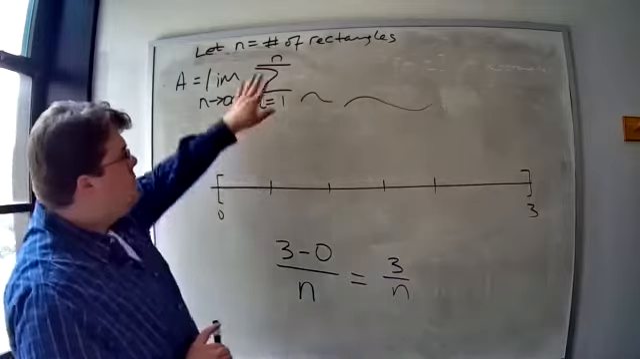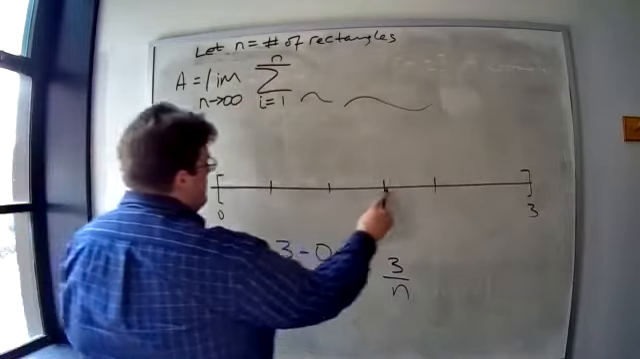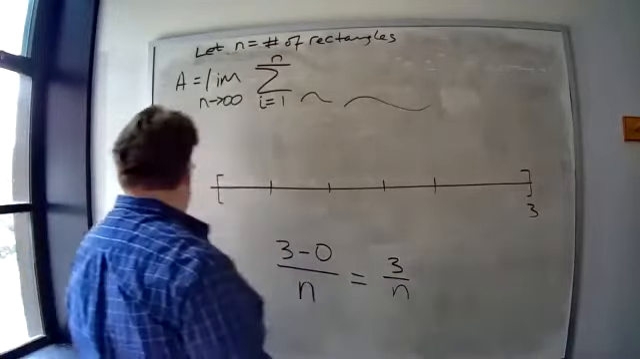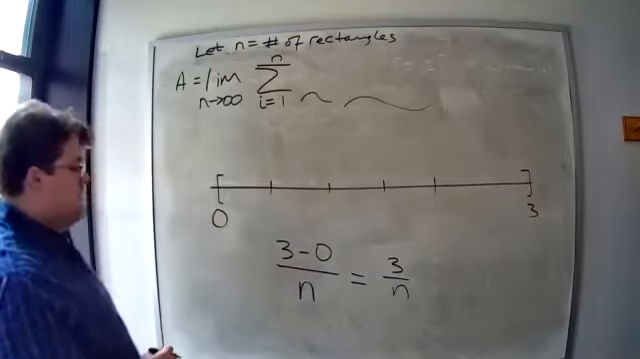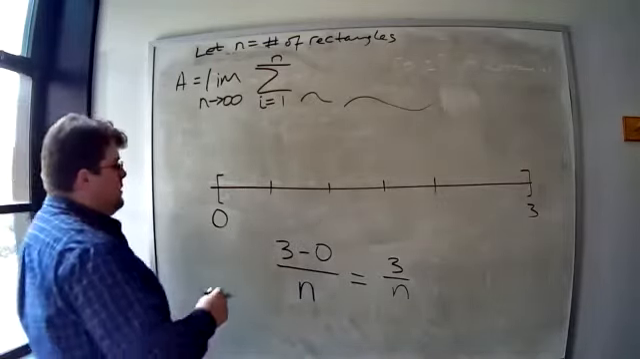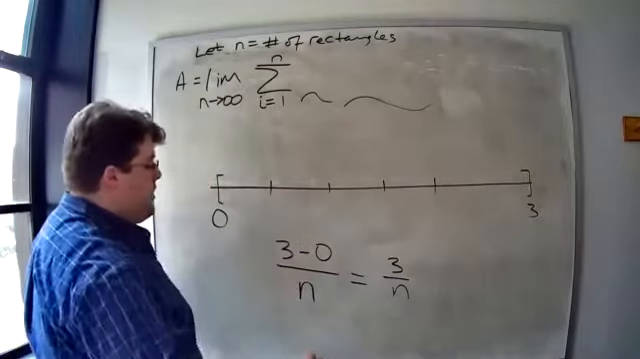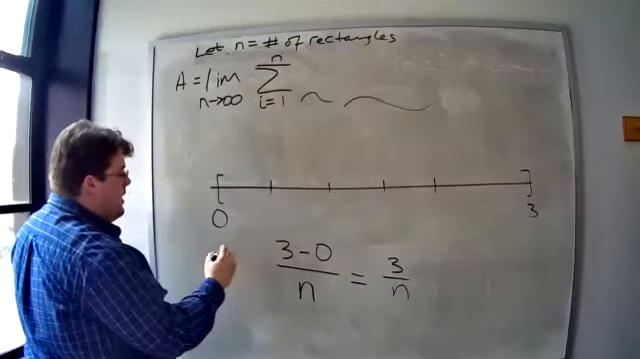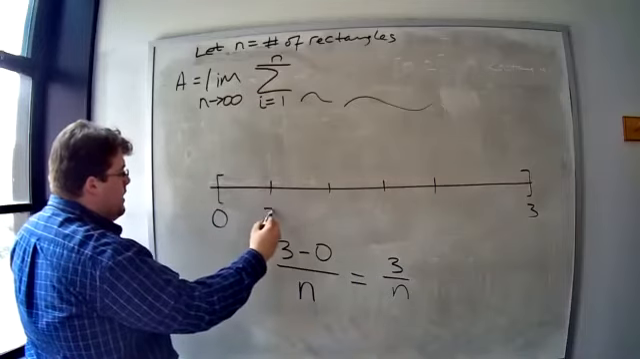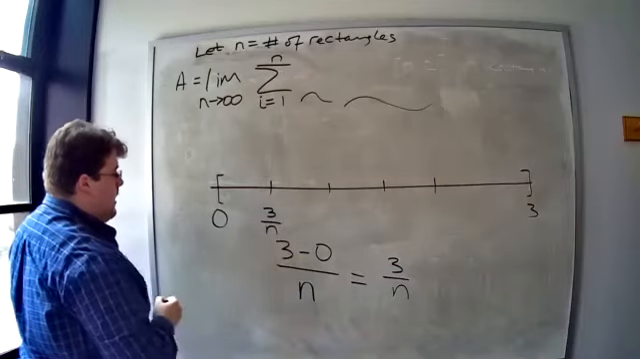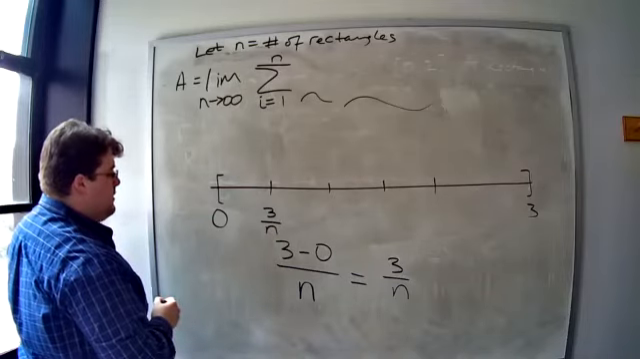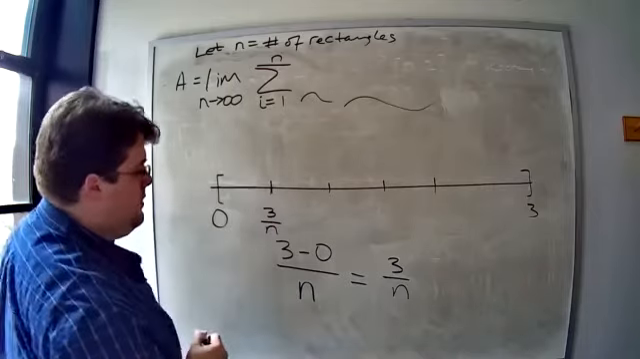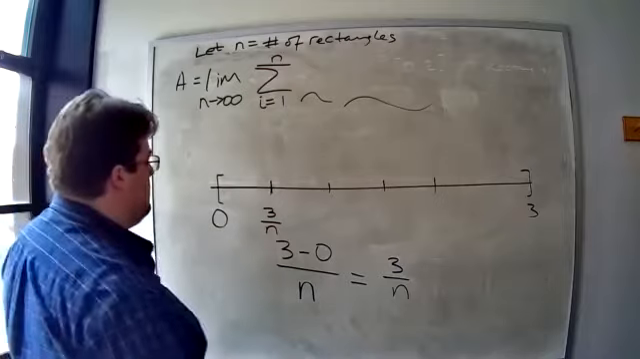Okay. Before going back up here, I'm going to find some of these values. How are we going to find these values? This first one is a 0. What would the next one be? Well, each of these pieces has to have length 3 over n. So here is 0. From here to there has to be 3 over n. So 0 plus 3 over n gives us 3 over n. Any questions about that one? Okay, what's the next one?